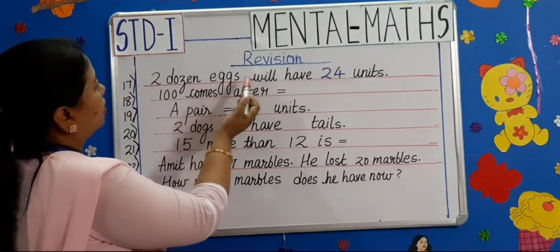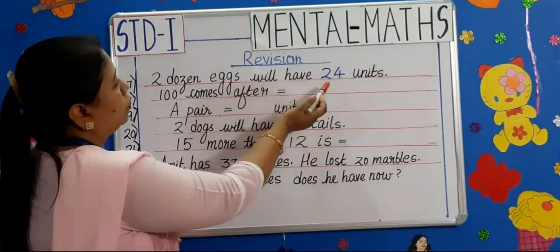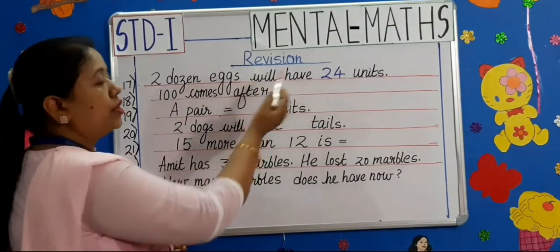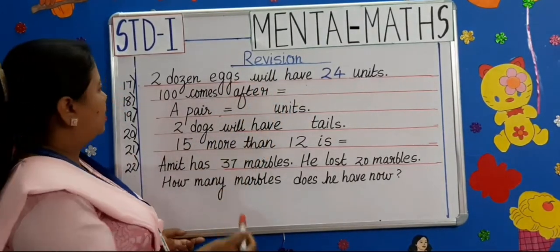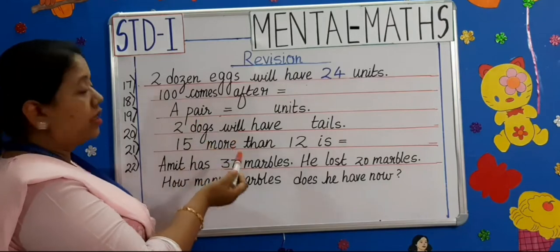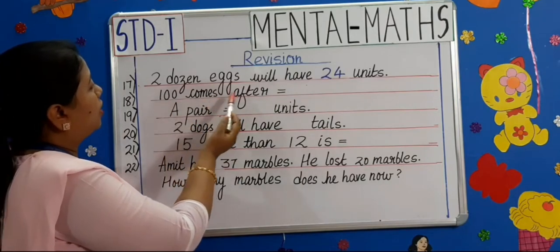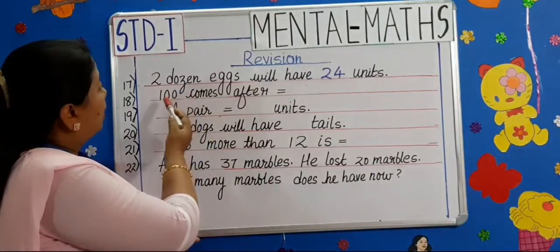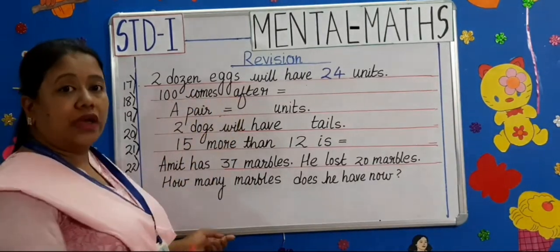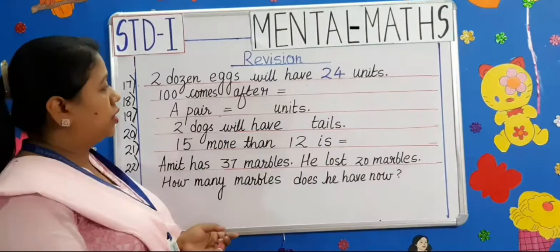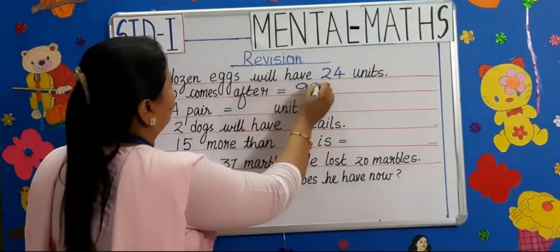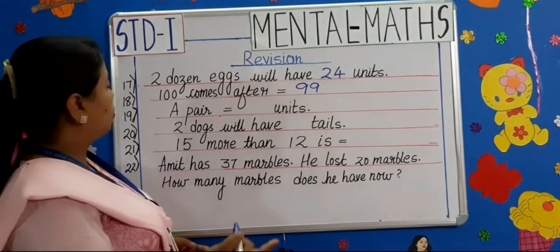2 dozen eggs will have 24 units. Yes. Now moving on to the next question. 100 comes after. Children, question is 100 comes after. We have to do backward counting. So 99. Moving on to the next question.